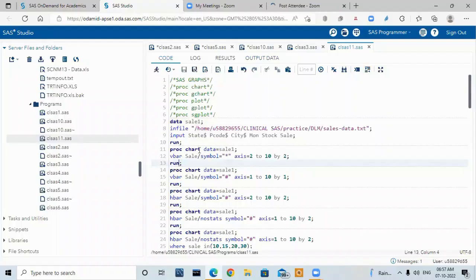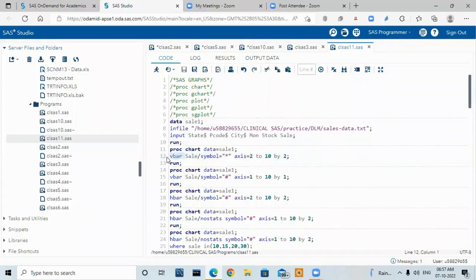So how to draw the graph? Every procedure starts with the keyword proc, followed by the name of the procedure. Here chart is the name of the procedure, followed by the name of the table for which we want to draw the graph. Here we have just imported the table by the name sale1, so the same table we are using here, data equals sale1. Now what type of graph do we want to draw here?